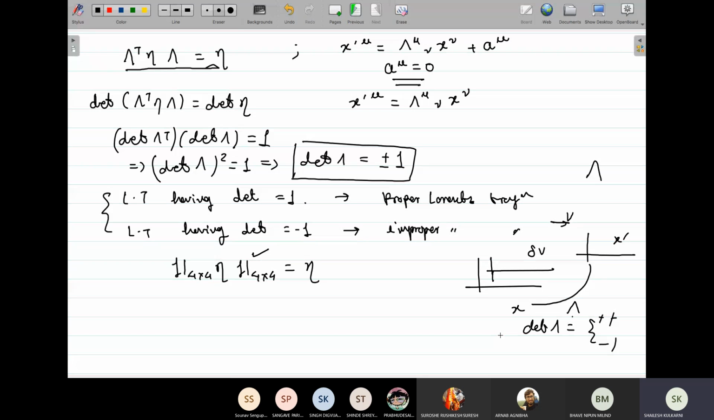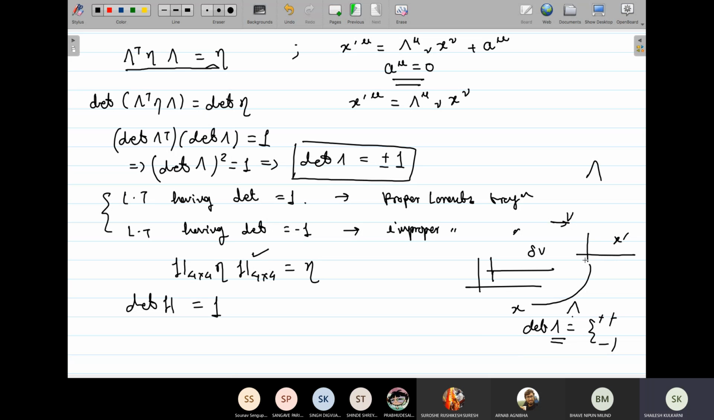I told you that identity is a Lorentz transformation. What is the determinant of identity? Just one. Agree? And I'm starting my Lorentz transformation and reaching to this Lorentz transformation. I'm starting with this frame and I'm reaching to this frame. By succession, continuously, I'm going.